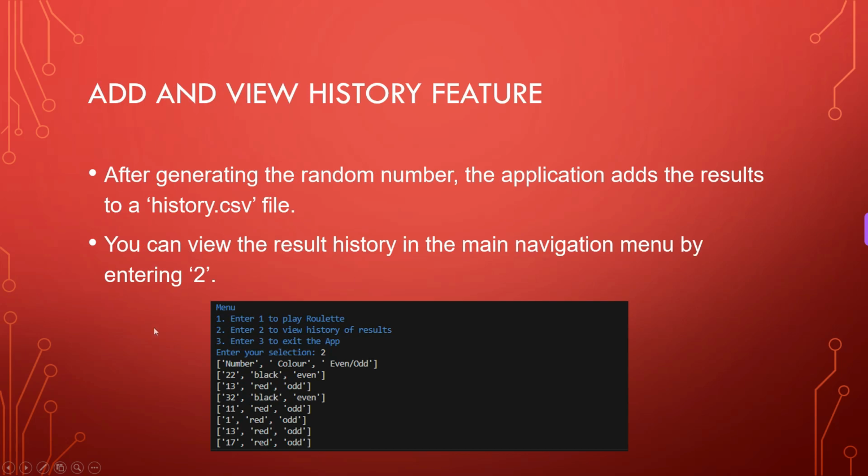The add and view history feature. So the add history feature adds the results to a CSV file. You can view the result history in the main navigation menu by entering 2. So this is a screenshot of that example, so you can see the result history.